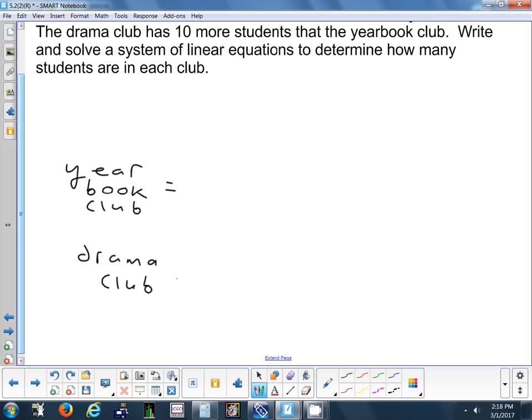Okay, we don't know how many students are in either club right now, so we have to pick letters. What would be a good letter for the number of students in the yearbook club? Yeah, you could use Y. And how about drama club? Yeah, we could use D. Okay, so now at least we have it represented.